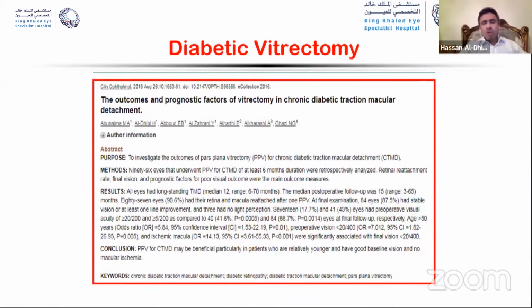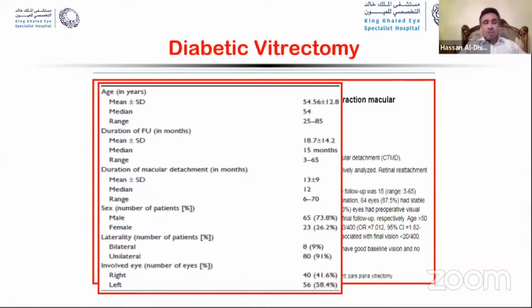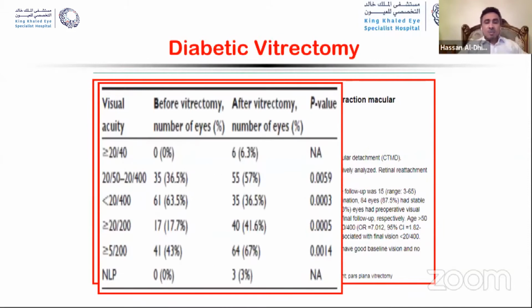We did one study to look at the outcomes of and prognostic factors for vitrectomy, especially in chronic diabetic traction macular detachment, involving 69 patients. More than 91% of the patients had retinal and macular reattachment, and the visual acuity in 87.5% of these patients was either stable or improved. So pars plana vitrectomy in these patients is usually effective, and the decision needs to be taken at the right time.